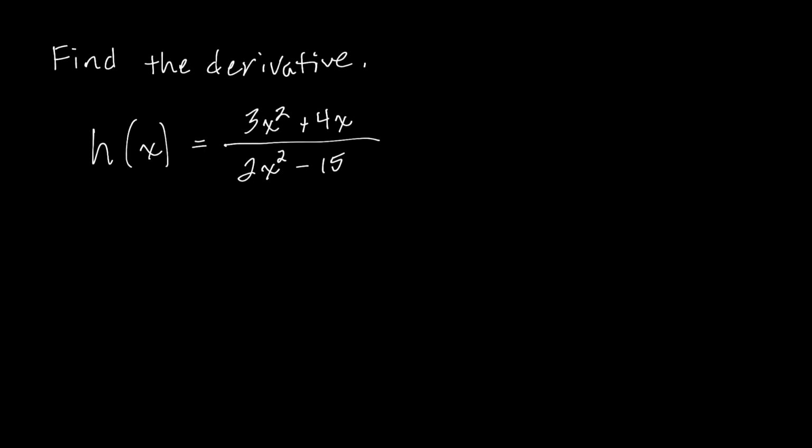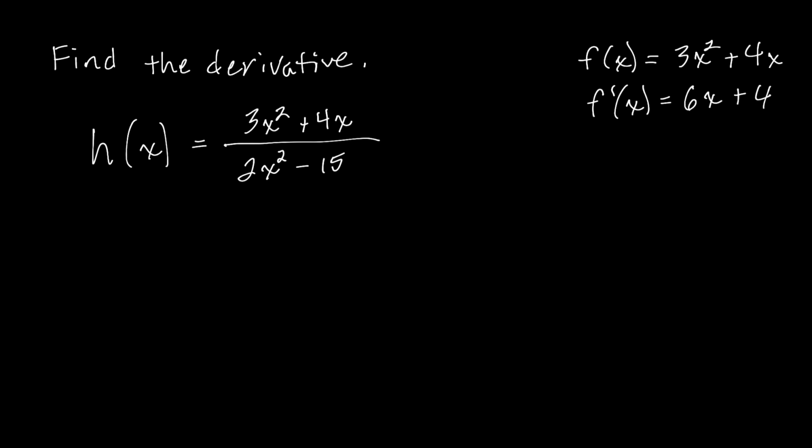So here's our first example. I kept this as an h of x. Didn't mean to do that. As an h of x. So I'm going to call this f of x and this g of x. Until my students get comfortable with just doing this on the fly, I have them write out f of x. Yeah, that's the numerator. So f of x is equal to 3x squared plus 4x. And that makes f prime of x equal to 6x plus 4. So we know how to use the product rule, or I'm sorry, the power rule.